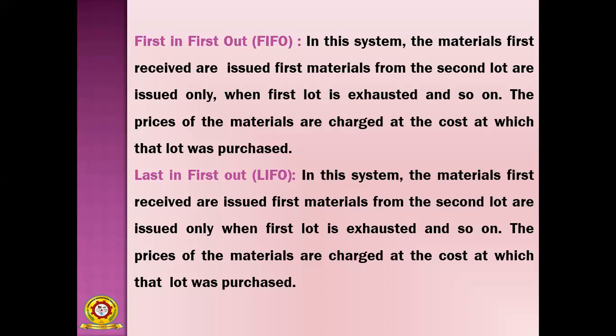When you purchase the first lot, there is some price, and you have to take that price for the first lot. For the second lot the price is different, so when you use second lot materials, you take the second lot price. After the second lot there is a third lot, and when you use third lot material, you use the third lot price. In this way you decide the prices for the raw material. That is first in, first out.